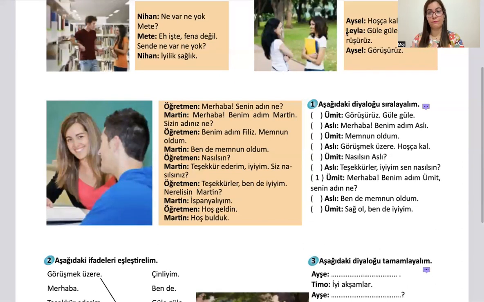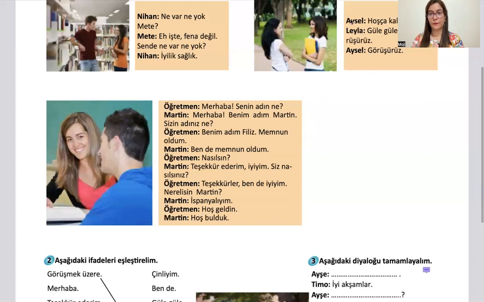Let's check some points in here. Well, the teacher asks informal, senin adın ne? What is your name? But Martin asks, sizin adınız ne? Informal, formal. Right? The teacher, the professor asks, nasılsın? How are you? Informal. But Martin asks, siz nasılsınız? Formal. Right? And, yeah, nerelisin? Informal. Nerelisiniz? Formal. I'll write it for you. And the teacher, the professor says, hoş geldin, informal. But Martin answers with a formal phrase, hoş bulduk.